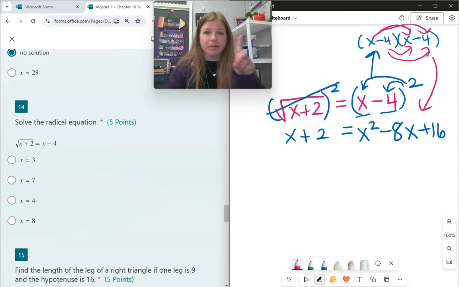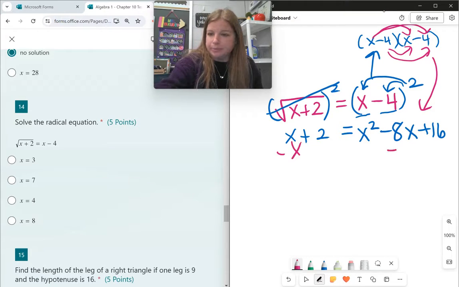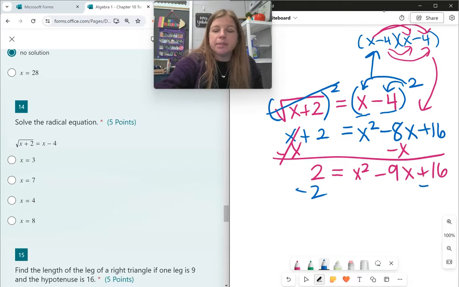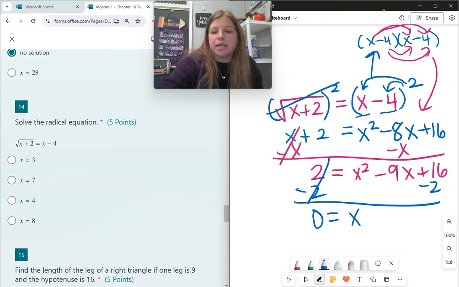Step 1 in solving a polynomial equation, set it equal to 0. So I'm going to go ahead and subtract x on both sides. So I get 2 equals x squared minus 9x plus 16. Still have to subtract 2 on both sides. I'm trying to get this equation to be equal to 0 because that's the first step in solving any quadratic or polynomial equation.